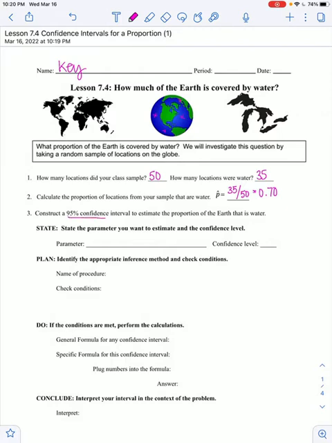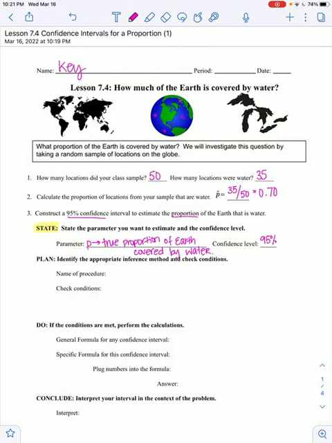The first thing that we want to do when we create a confidence interval is we want to state. So we're going to state the parameter that we want to estimate and the confidence level. Remember, the parameter has to do with our entire population. So our parameter is going to be p, and that's going to stand for the true proportion of earth covered by water. The confidence level that we're using is 95%, as it is stated above.